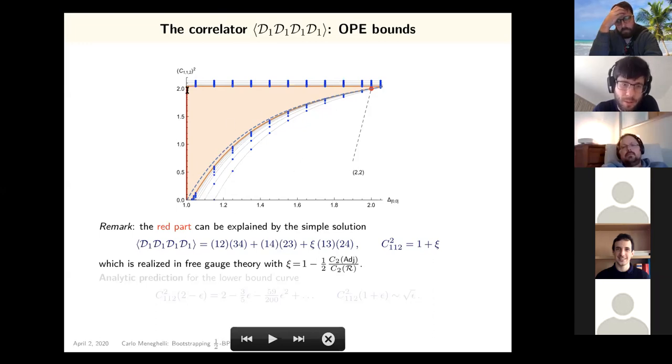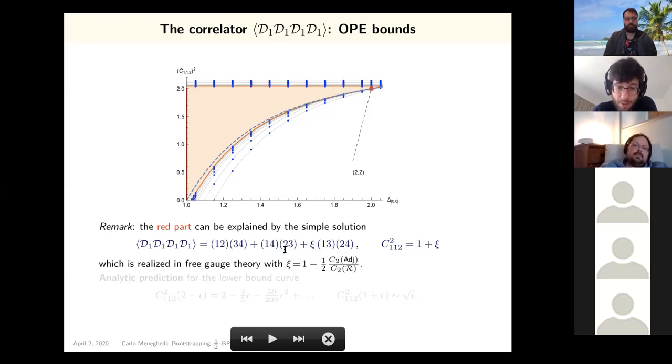And in fact, the existence of this red line can be easily explained by the existence of a simple four-point function, which is this one. For the gauge theory, at a given coupling, this is the value of Xi. But formally, you can keep unitarity by pushing Xi to minus 1, where C squared 112 is 0, which is this point. But for the planar theory, this number is 0, so Xi is zero.